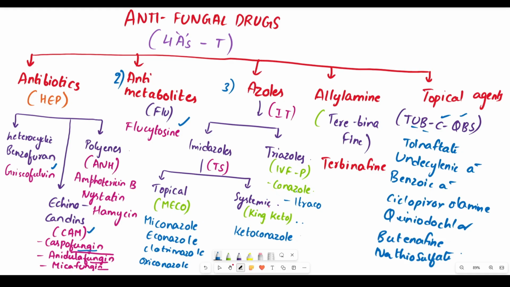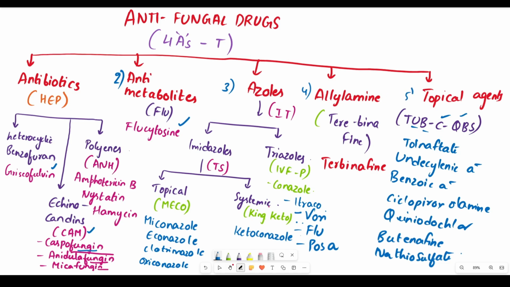So I means it is the first example, that is itraconazole. V means it is the second example, that is voriconazole. F means it is fluconazole, and P means it is posaconazole. So itra, vori, flu, posa come under these triazoles, and the fourth class is allylamines. Remember there is only one single example, that is terbinafine. To remember this, remember it as allyl is saying terbinafine.